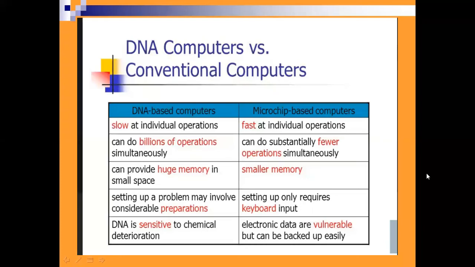The DNA computer can do billions of operations simultaneously. Here they can do substantially fewer operations simultaneously. The DNA computer can provide huge memory capacity in a small space, because DNA is a tiny molecule, a nanoparticle. Here, for the same amount of memory stored in DNA, you need a lot of area. So the memory capacity is smaller here.